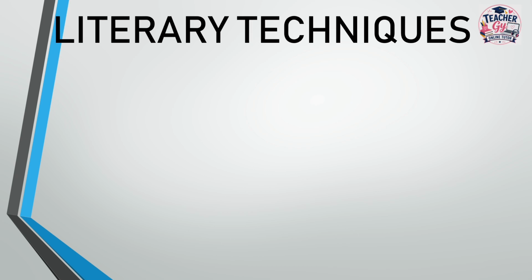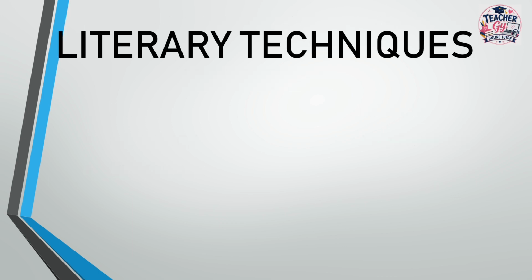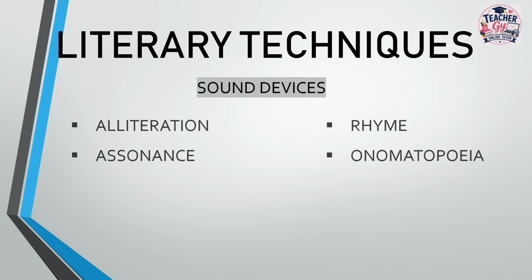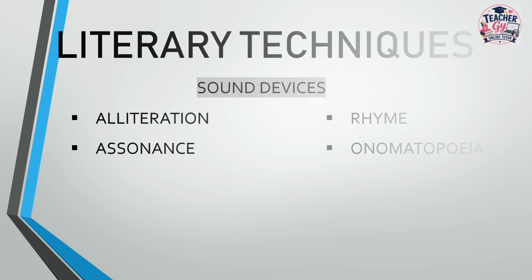One major category of literary techniques is the figure of speech. These include simile, metaphor, hyperbole, imagery, and apostrophe. Another category is sound devices. These techniques create pleasing sounds and rhythm in writing. Examples include alliteration, assonance, rhyme, and onomatopoeia. We will discuss alliteration, rhyme, assonance, and onomatopoeia in this presentation.